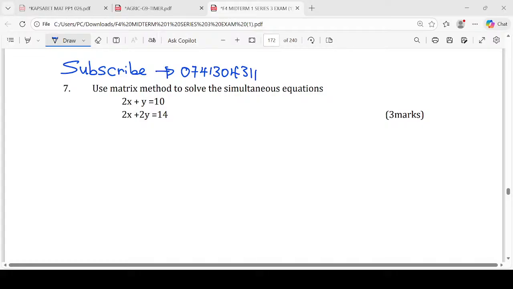I'm going to take you through a question that involves solving simultaneous equations using the matrix method.